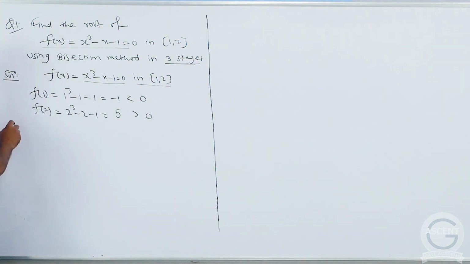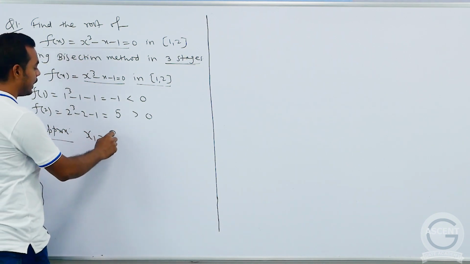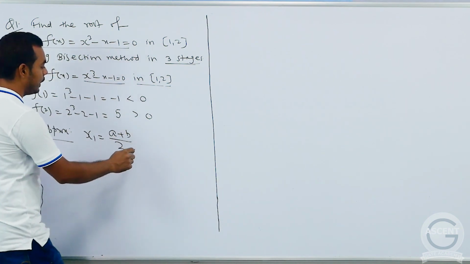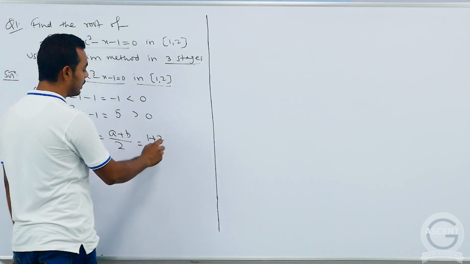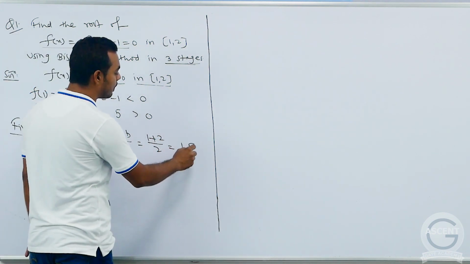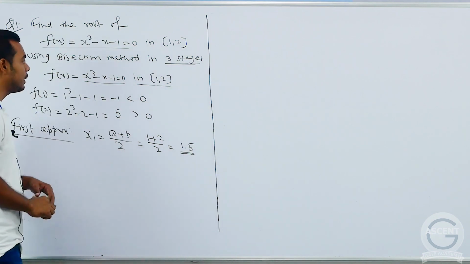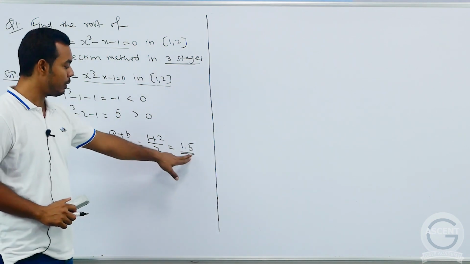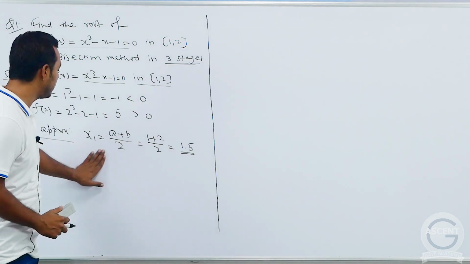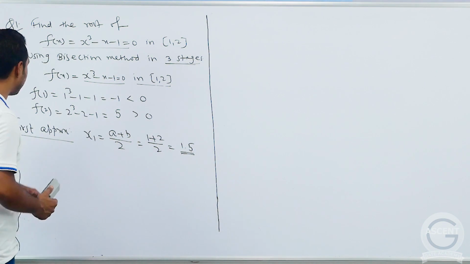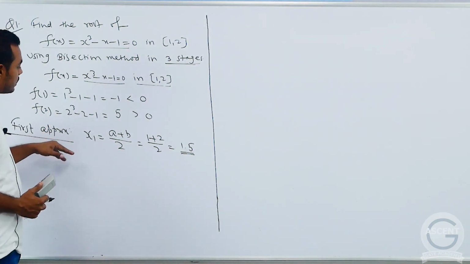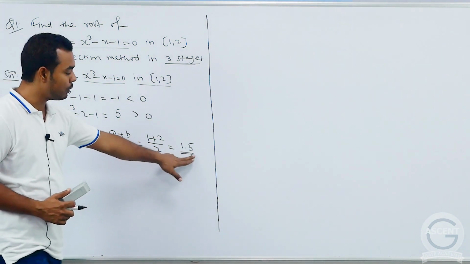Now for the first approximation, x1 will be simply (a plus b) by 2. a is 1, the first point is 1, the second point is 2. So this will be (1 plus 2) by 2, 1.5. So after one iteration, you can say that the root of this equation will be approximately 1.5. As I have said earlier, in numerical methods we will not get the exact root but an approximate root. So after the first approximation, you can say that the root will be approximately 1.5.